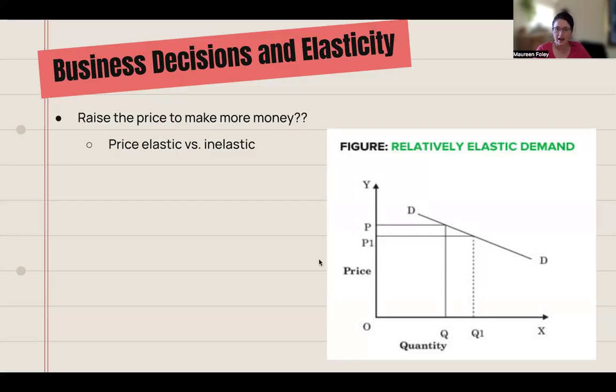So here we have the graph for a relatively elastic good. If our business increased our price a little bit, hoping to make more money, then we would sell significantly less of the good if it's a very elastic good. Small increase in price, significant decrease in quantity, right?